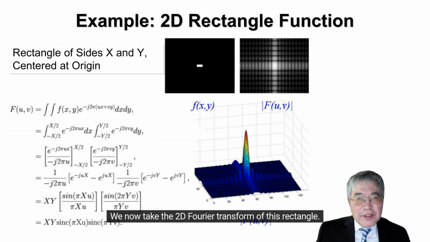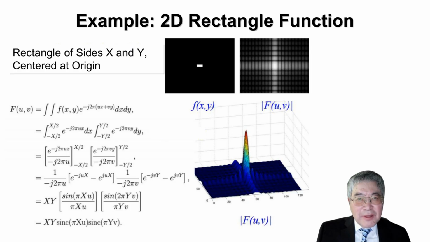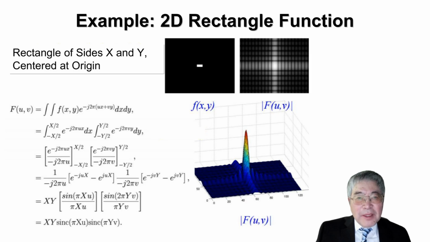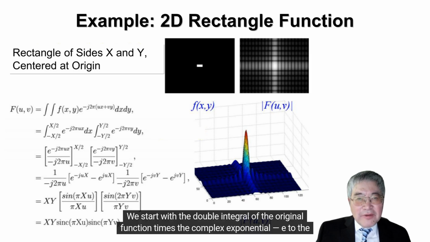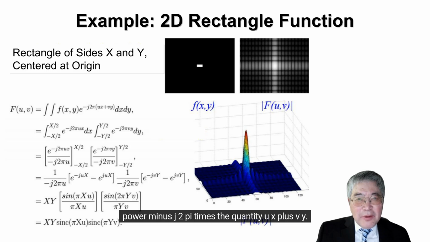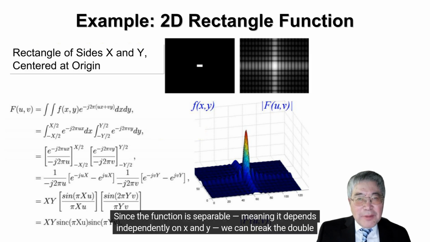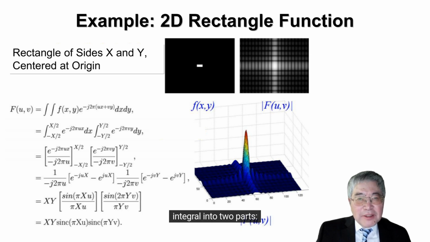We now take the 2D Fourier transform of this rectangle. The formula looks a bit dense, but the steps are straightforward. We start with the double integral of the original function times the complex exponential, e to the power minus j2 pi times the quantity ux plus vy. That's the standard definition of the 2D Fourier transform. Since the function is separable, meaning it depends independently on x and y, we can break the double integral into two parts, one over x and one over y.